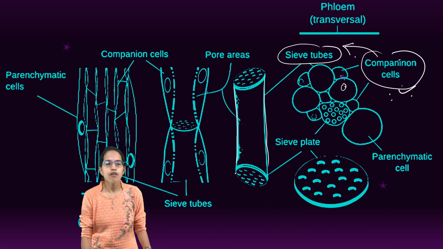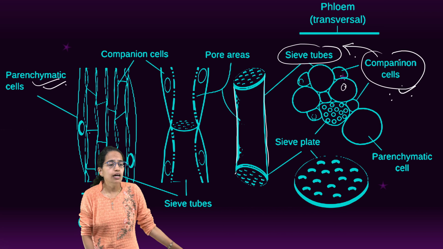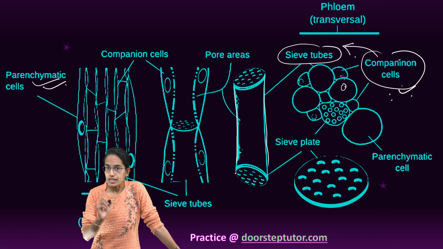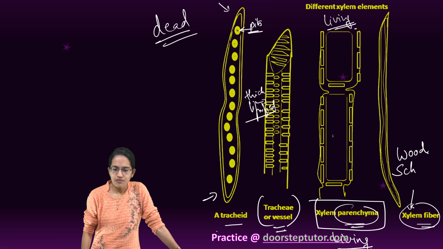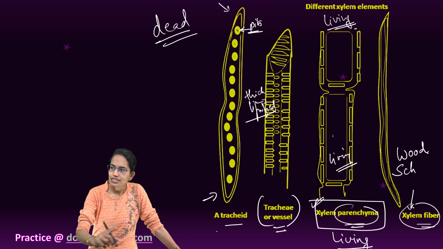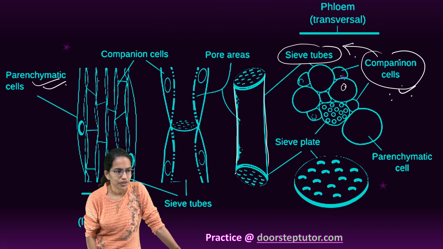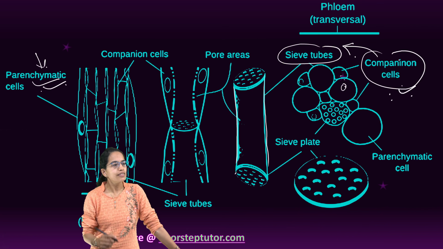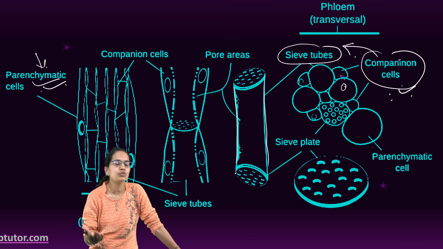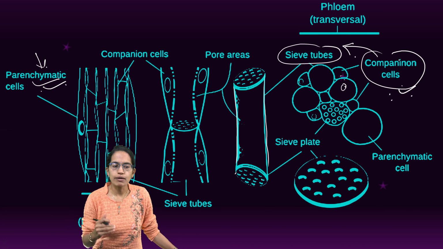The next is phloem parenchyma. Now, as you can see here are the parenchymatic cells. So phloem parenchyma is living. Very, very important. If we go back, we remember xylem parenchyma was also living, with exception to all which were dead. Similarly, phloem parenchyma is also living. The idea of phloem parenchyma is, again, it is a parenchymatic tissue. So what it would do? It would store food.